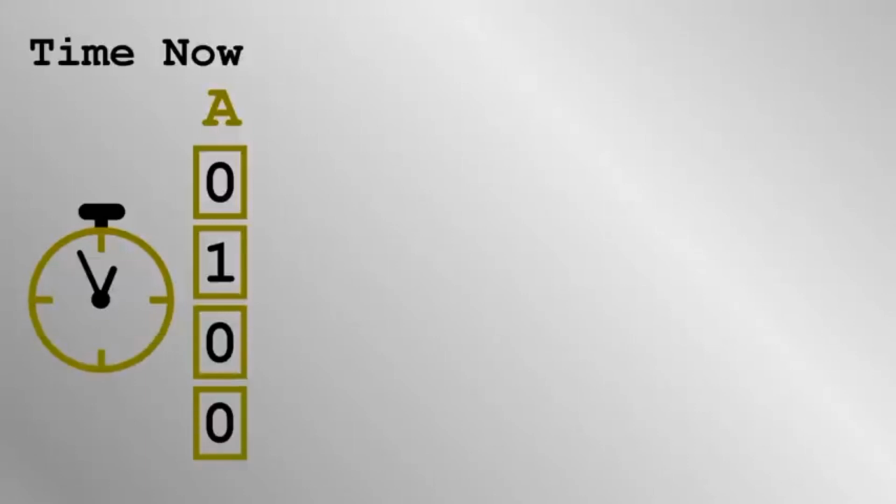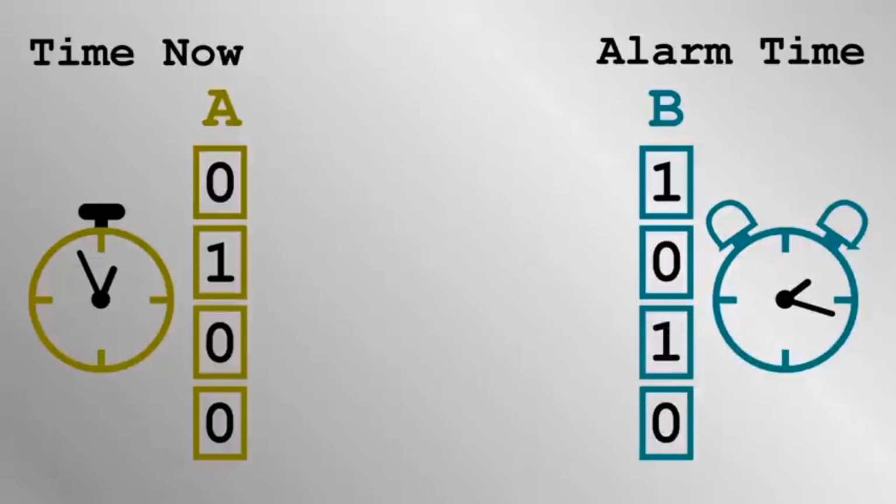Computers also rely on making comparisons of numbers, such as is a equal to b, is a greater than b, and so on. The computer might have the current time in seconds stored as a binary number a, updated every second, and the time to set off an alarm stored as b. The alarm would be made to go off when a is equal to b.